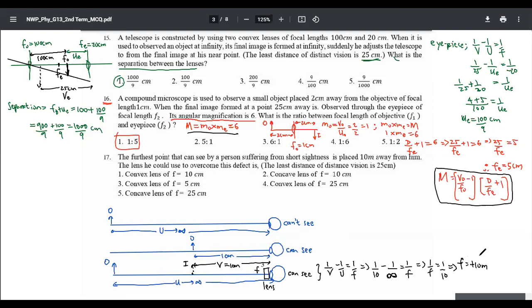Plus 10 indicates that we should be wearing a concave lens, because it's a plus answer for f. Concave lens of 10-meter focal length. What is the answer, people? 10 centimeter.